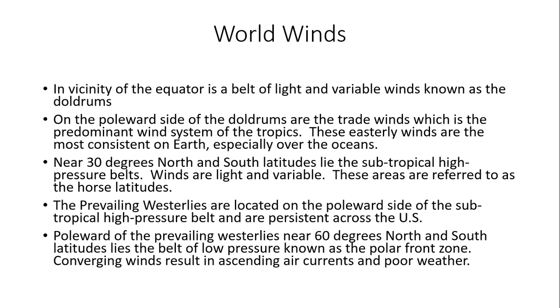The winds are light and variable once again in that location. These areas are referred to as the horse latitudes. The winds became so light in the past that sailors and mariners, if they were hauling horses, would throw their horses overboard to lighten the load because there was no wind to push their sails along. So that's why we come up with the name horse latitudes.